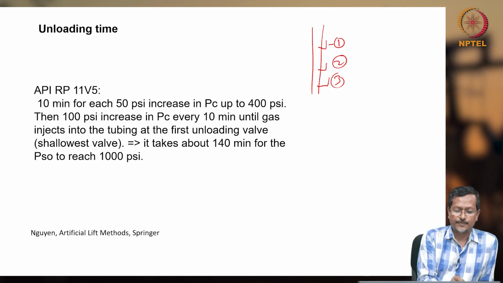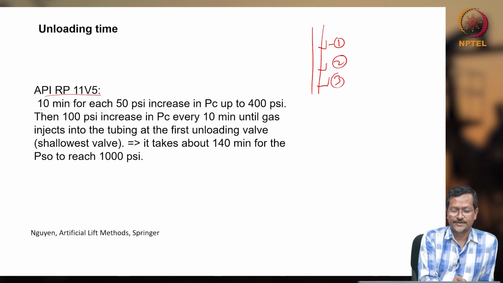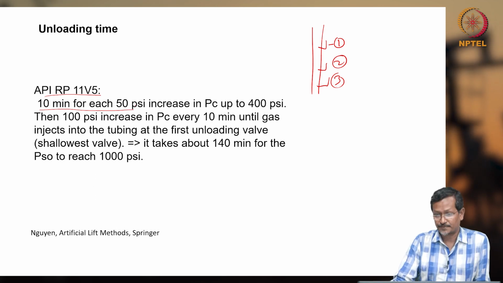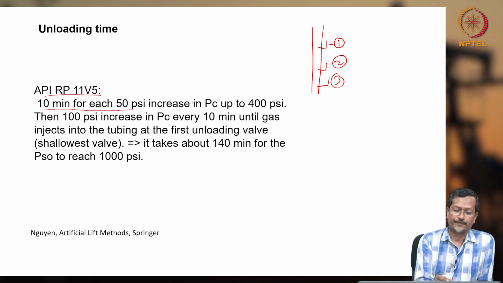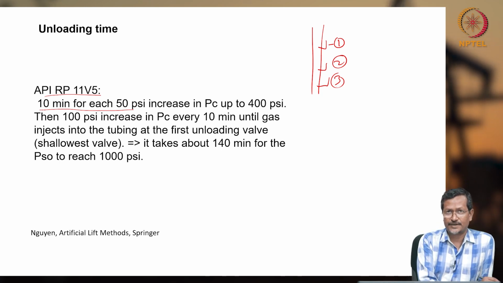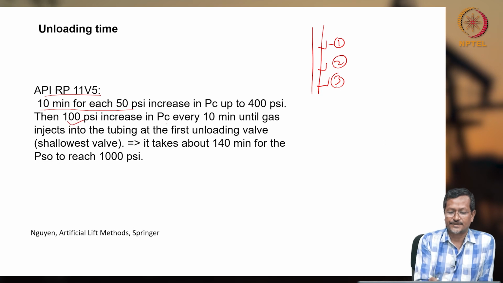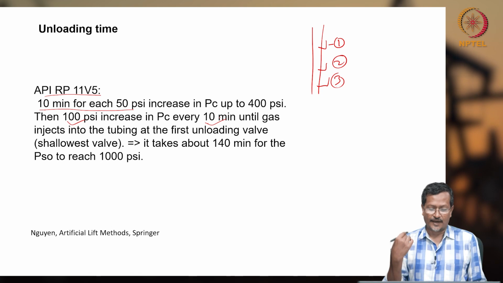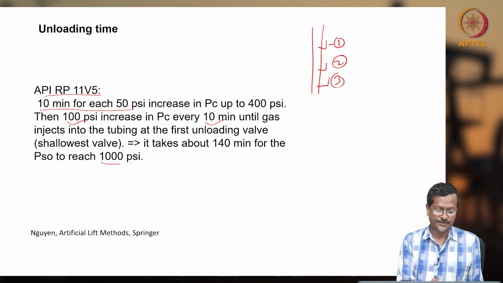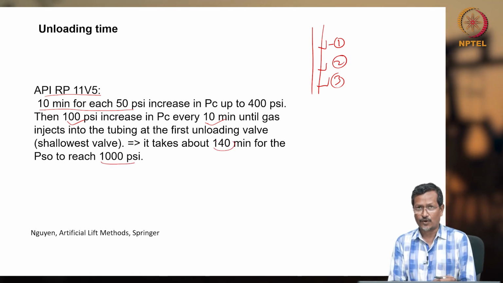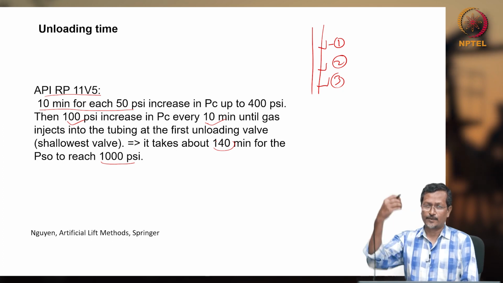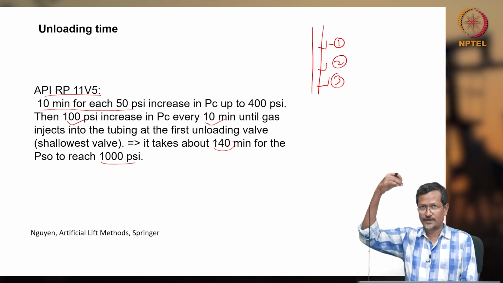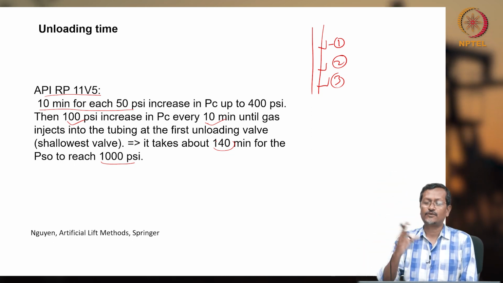API RP, recommended practice 11V5, says 10 minutes for each 50 psi increase in casing pressure up to 400 psi. So in each 10 minutes you increase 50 psi, then 100 psi for every 10 minutes. Gradually you have to increase, and if you are reaching 1000 psi, it will take more than 2 hours. So slowly you have to activate one by one. You cannot activate valve 1 after 2 minutes, valve 2 after 3 minutes. It will not work like that.